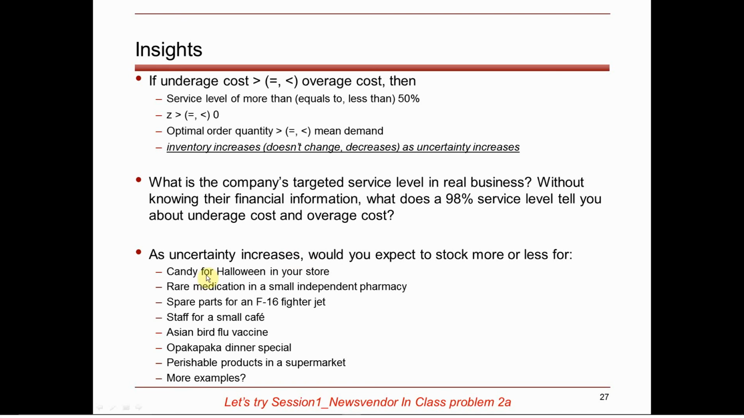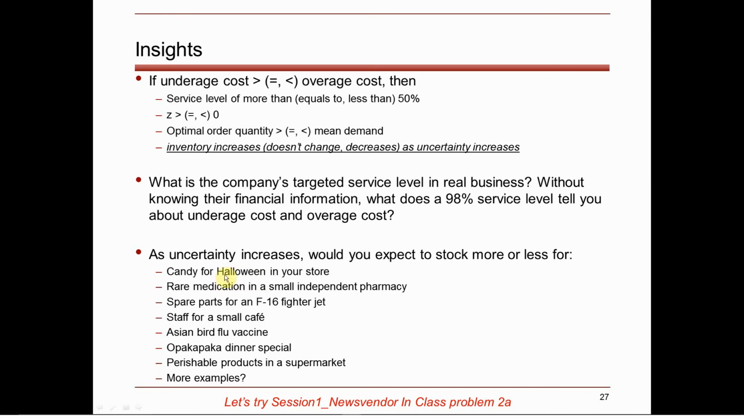Now, I didn't give you any financial information about underage and overage costs, but take candy for Halloween in your store. Let's say that Halloween is the time we sell most of our candy, and so if we don't have candy on the shelves, we lose the opportunity for selling that candy to our customers. They're probably going to go to another store that does have the candy. So we miss out on that customer too. So we have kind of a loss of confidence by our customers. So one would think that perhaps the underage cost for not having candy on our shelf is more than our overage cost of having candy on our shelf.